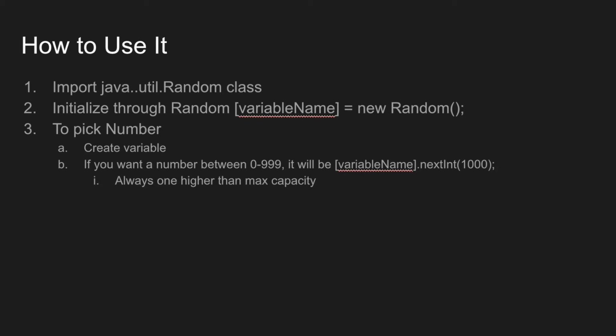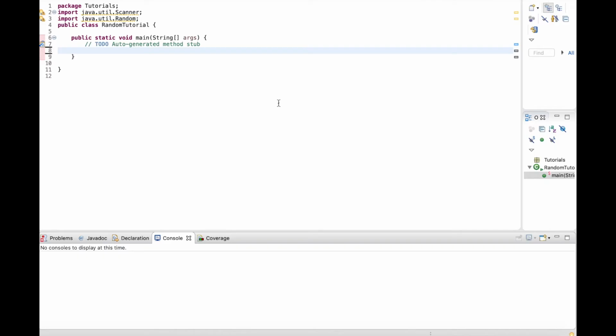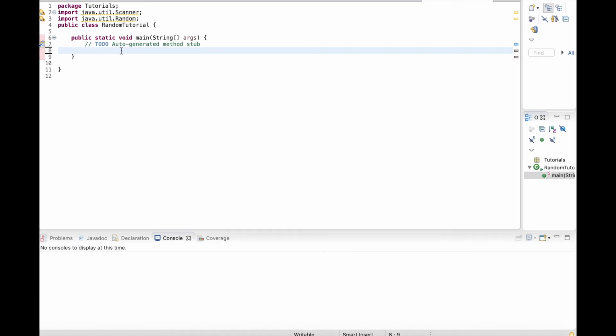And now let's try using the random method in a demo using the Eclipse IDE. Going over the Random class with Scanner. In this file, we're going to create basically a dice game. The computer will generate a number between 1 and 6, and the player can choose their number, and we will see if the computer gets a higher or lower number than what you picked.